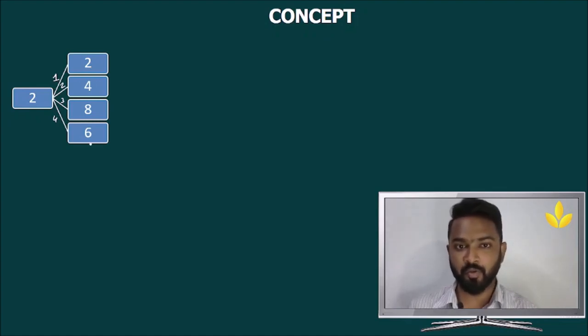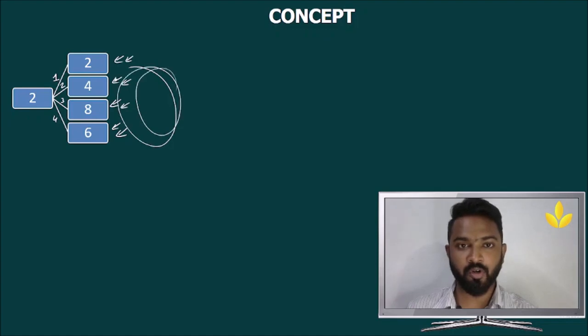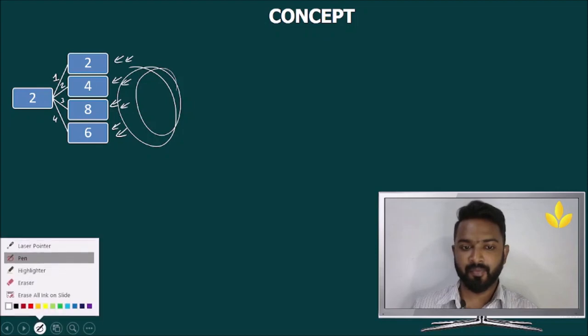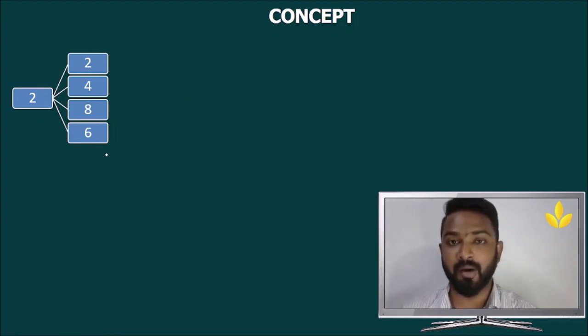2486, 2486, 2486. Let's see. 2 power 5 is 32. 2 power 6 is 64. 2 power 7 is 128. 2 power 8 is 256. After that, 512, 1024, 2048, 4096, 8192, so on and so forth. So this goes on and on and on. 2486, 2486, 2486. This is why it's called a power cycle.